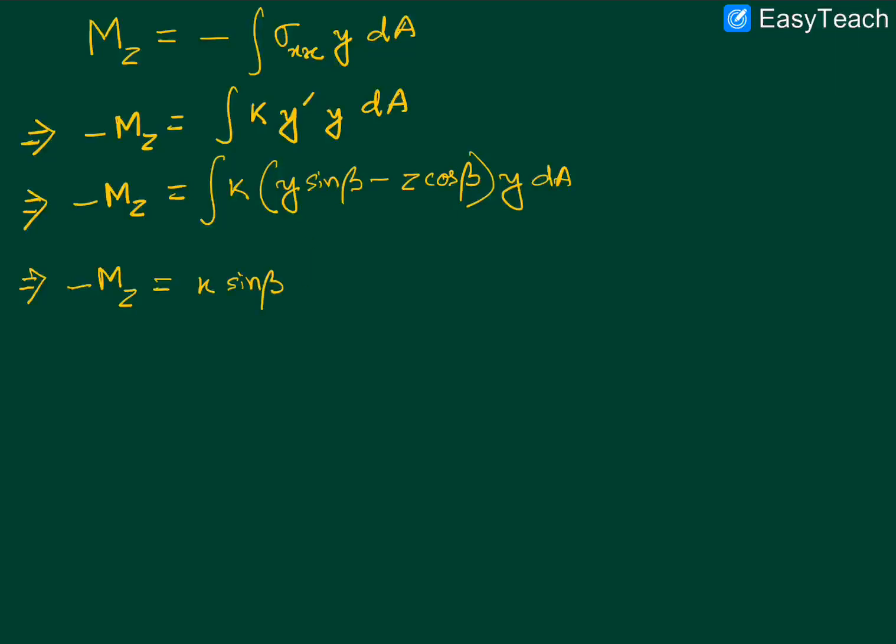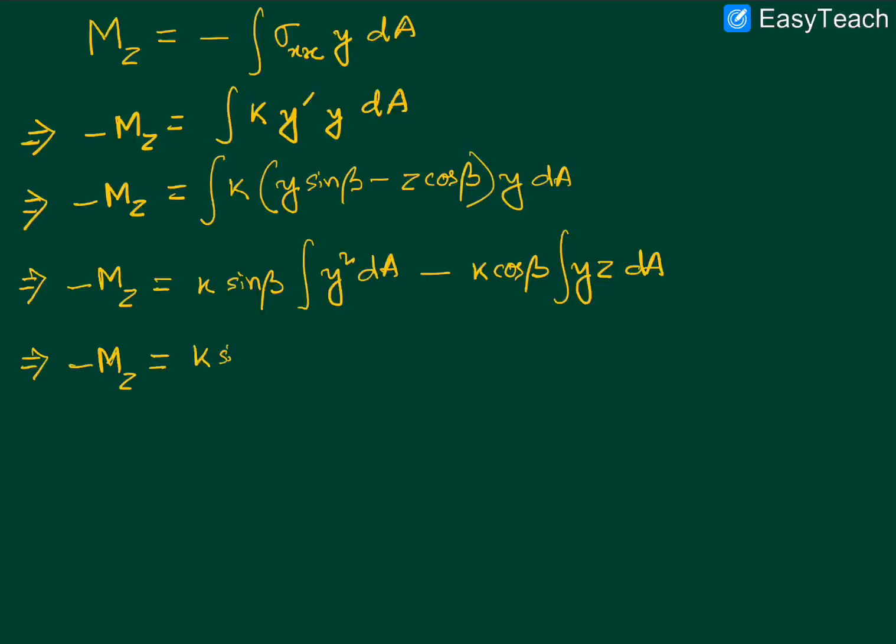So this is k sine beta integration y square dA, minus k cos beta integration yz dA, which means we can immediately rewrite this as k sine beta Iz minus k cos beta Iyz.